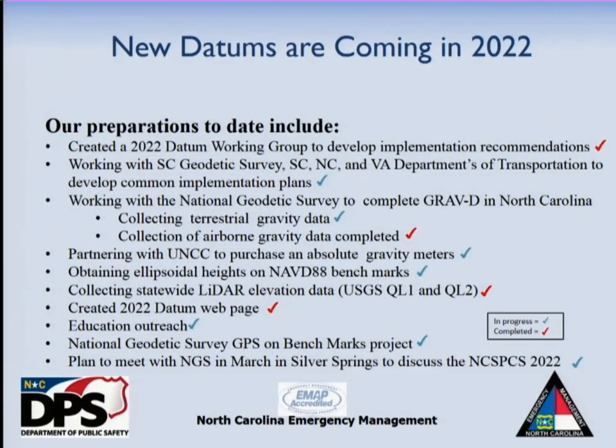So to summarize where we're at, we've done a lot of things. The GICC has created a working group that has representatives from GIS, agriculture, transportation, engineering, surveying, and property mappers. We're trying to bring in all the groups that use geospatial data and the ones that will be impacted, to sit down and talk with them and help them get prepared for that.